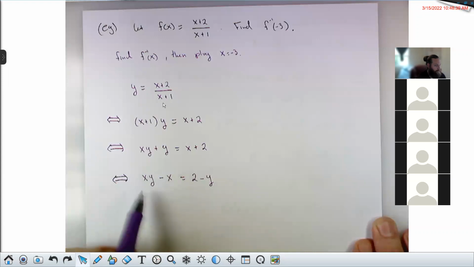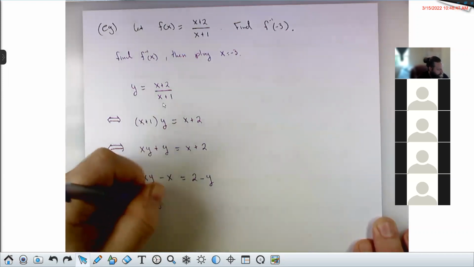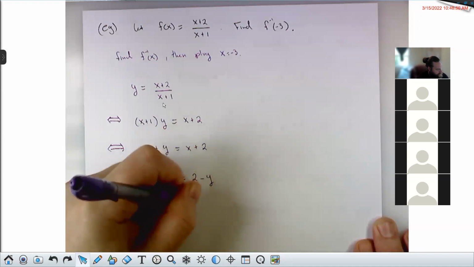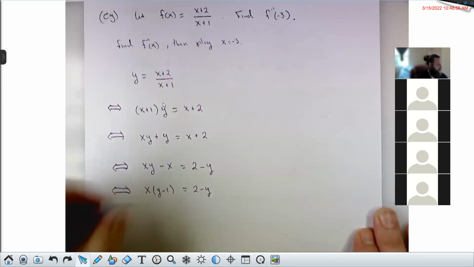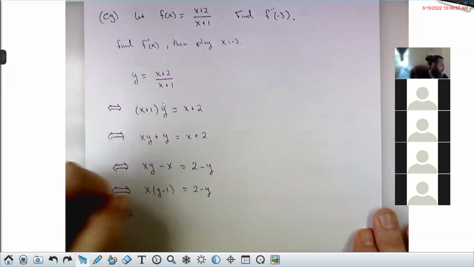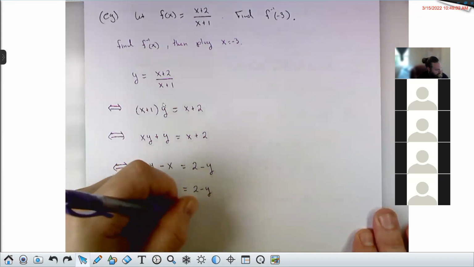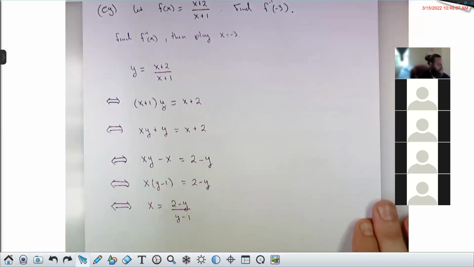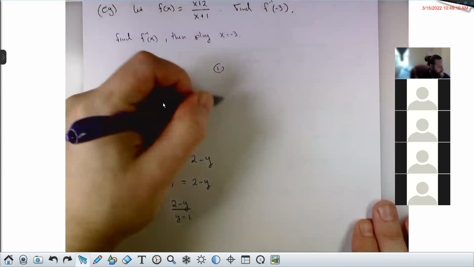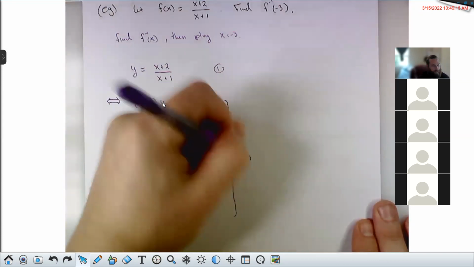Now on the left-hand side, because every term has an x, I can factor that x out. I get x times (y minus 1) equals 2 minus y. And finally, I can divide over by the y minus 1 to get x alone. So all of this is step 2. Here's step 1. All of this is step 2.